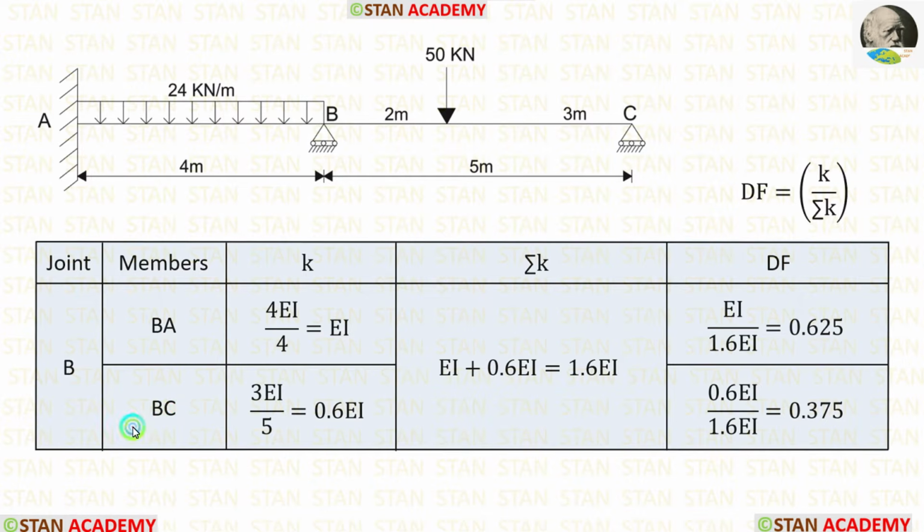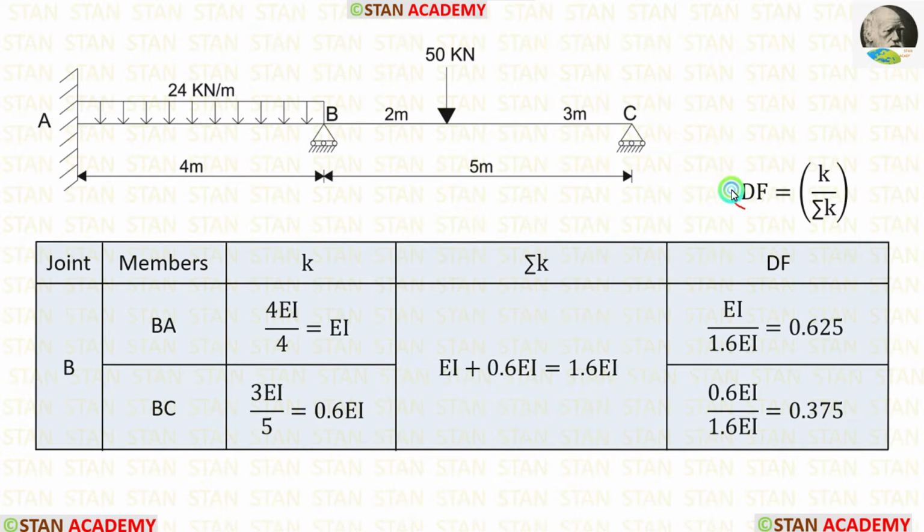Finally, for the stiffness of BC, we are getting 0.6 EI. Now, let us calculate the summation of stiffness. In the joint B, we have calculated two stiffness values. Let us add both of them. After adding, we are getting 1.6 EI.